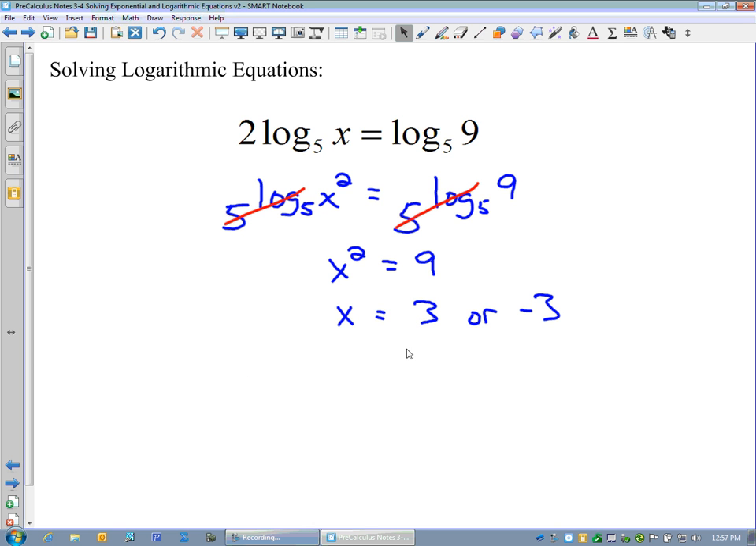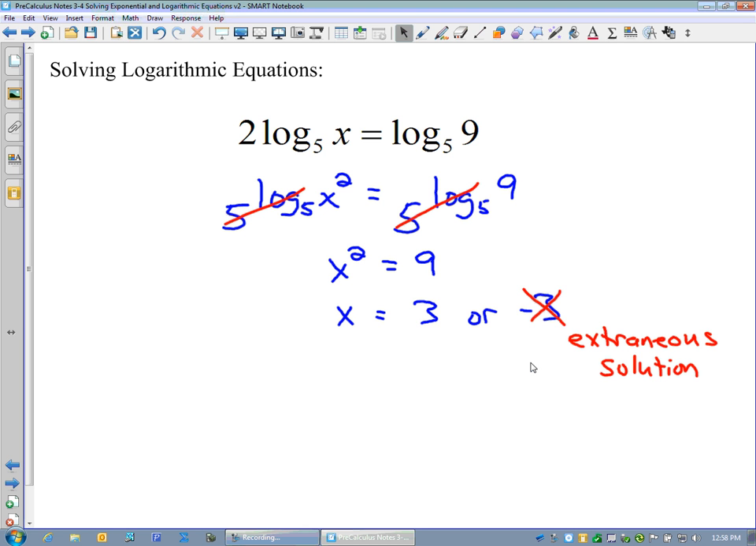Now, we're not quite done yet because, as I mentioned before, we treat all answers as potential answers until we check them in the original equation. So if I substitute in 3 for x, I have no problem. It does check out. But notice if I substitute in negative 3 for x, then I'll have log base 5 of negative 3, and we are not allowed to take a log of a negative number, just like we're not allowed to divide by 0 or take the square root of a negative number. So here we're going to say that negative 3 doesn't work, even though it came out algebraically to make it look like it works. So we call that an extraneous solution.